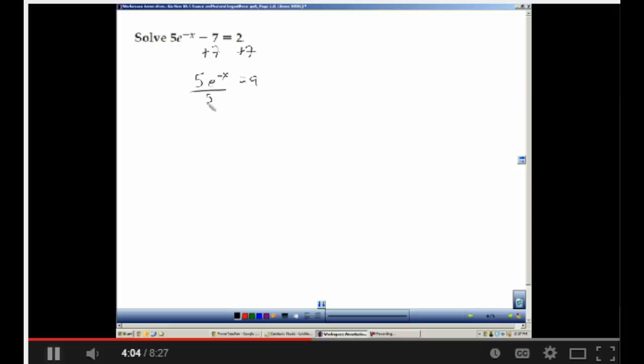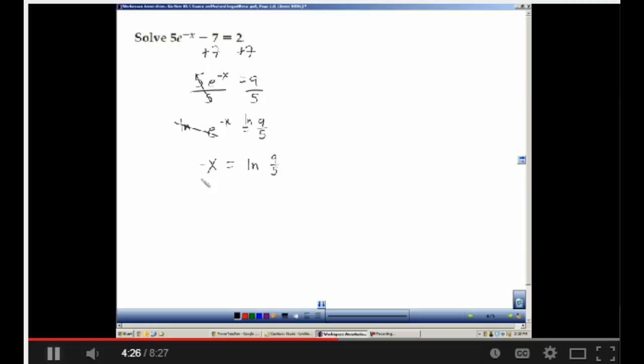I further want to isolate the e to the x by dividing both sides by 5. So I get e to the negative x equals 9/5. Now to get rid of an e, I'm going to take the natural log of both sides. And when I take the natural log of e, they wipe each other out. So I'm left with negative x equals the natural log of 9/5.